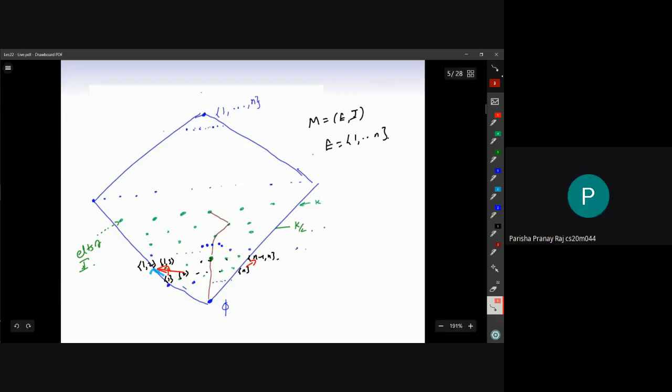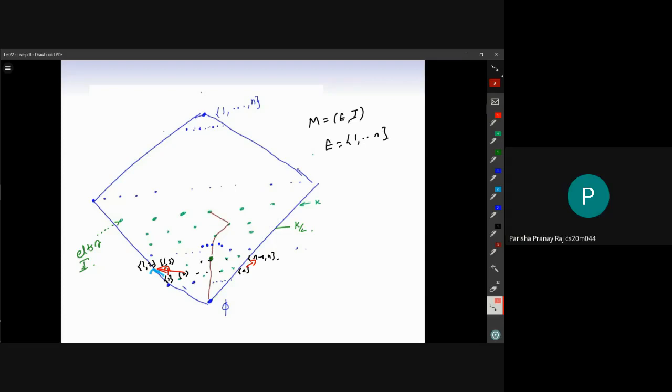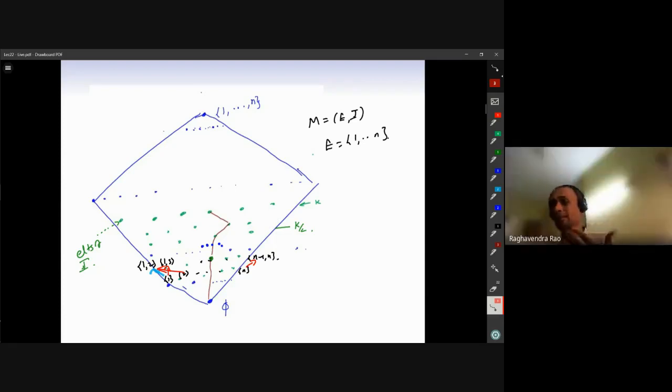Is it like growing the independent set of the matroid? Exactly. Basically, you're building an independent set. So the greedy algorithm here would be to build a maximal independent set.